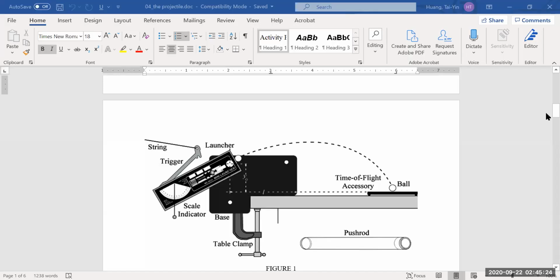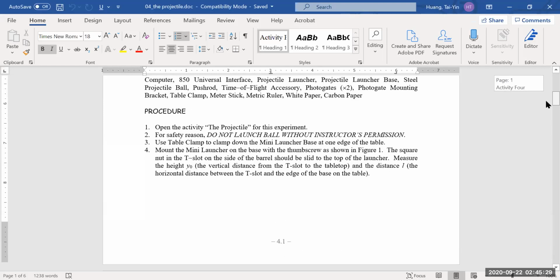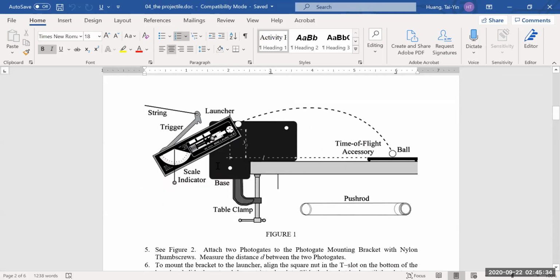All right. So what is the projectile? A projectile is something that you launch and it's going to travel in two dimensions. So it's something like this. This is how you construct it. You have a mini launcher and a steel ball docked in the launcher, and you're going to change the angle. At each angle, you're going to fire the steel ball, and it's going to travel like a projectile and land on the tabletop.